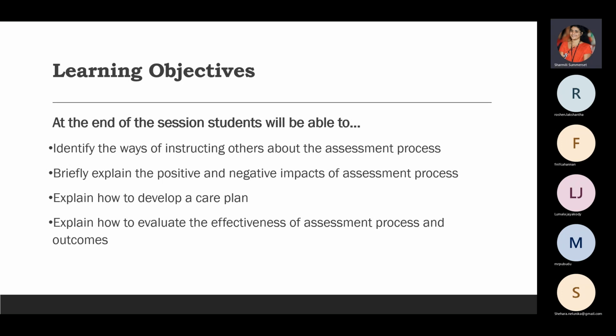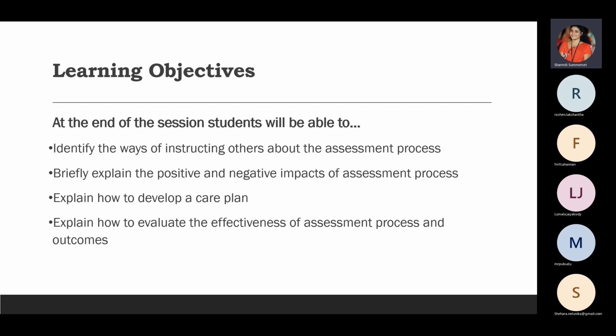When we take the assessment in an accurate manner, it is a good or positive impact. But if your assessment is not accurate, or is done in an improper manner, again it is going to have a negative impact, right?